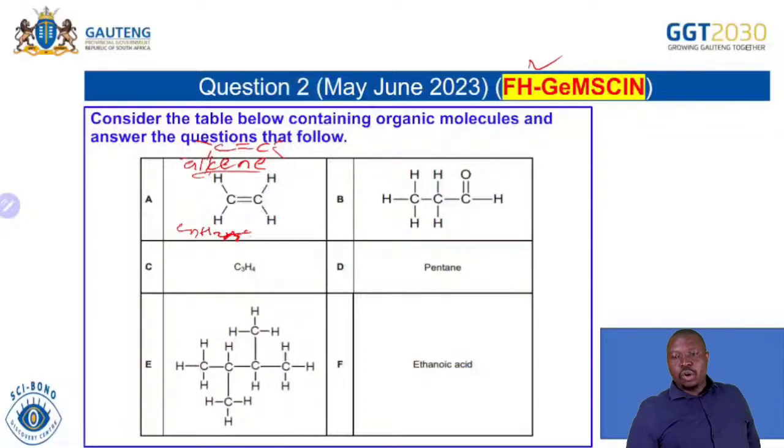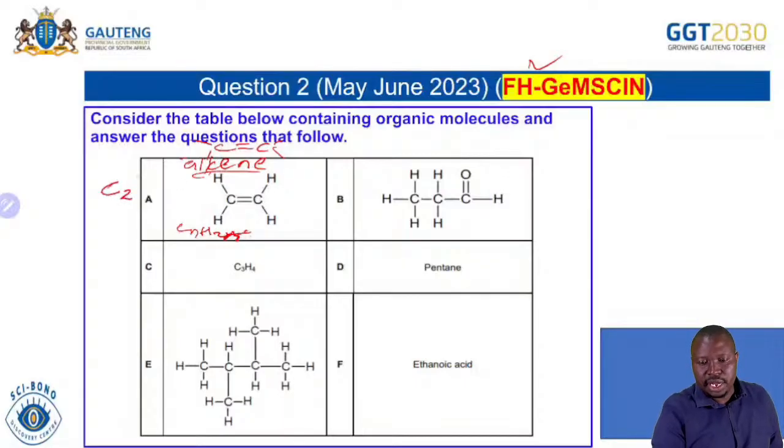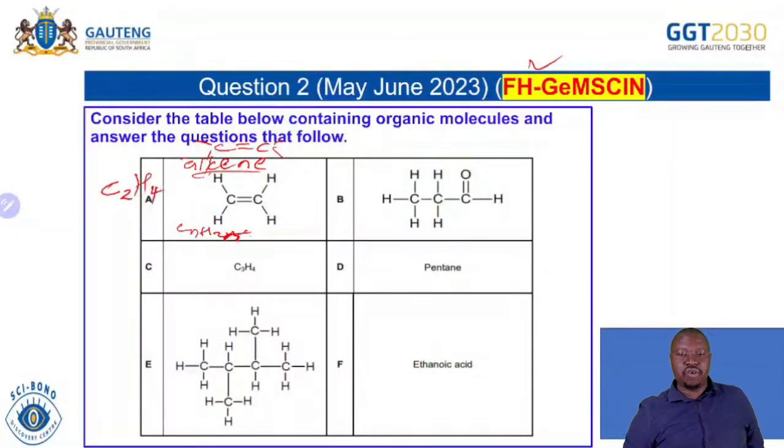That's what we have written there. What is the molecular formula? Molecular formula, we're simply saying how many carbons, how many hydrogens, how many atoms do we have. So the molecular formula for this one will be C2, because we have 2 carbons, H4, because we have 4 hydrogens. I hope you got that clearly, and we don't have a problem.